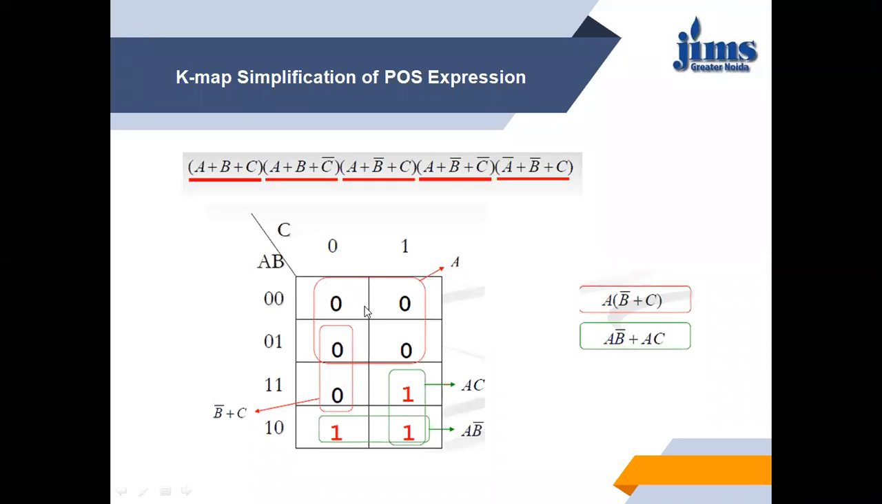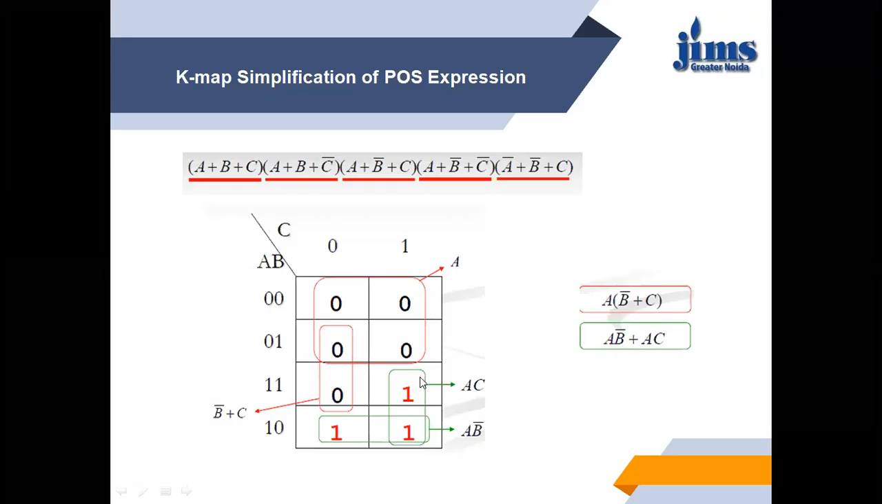Now for this pair, when I move from here to here, A is changing, B is constant, and C is constant. So B is 1, C is 0. So the value will be B bar plus C. Now the expression in case of POS form will be A (B bar plus C).